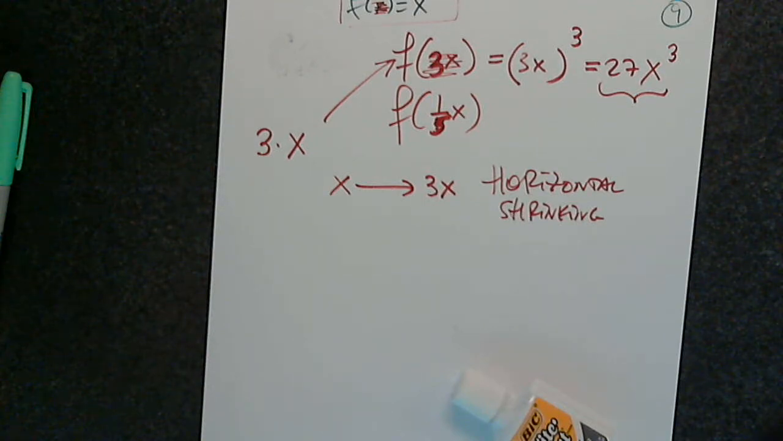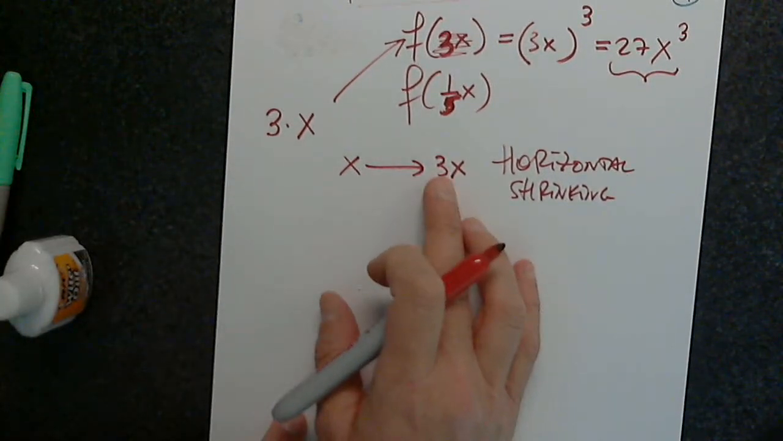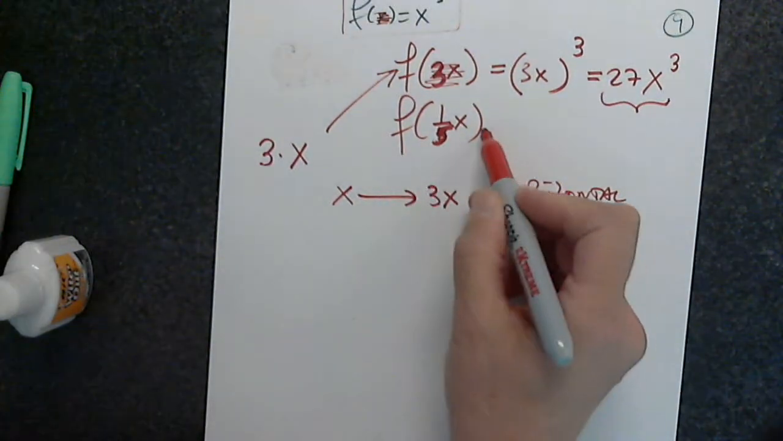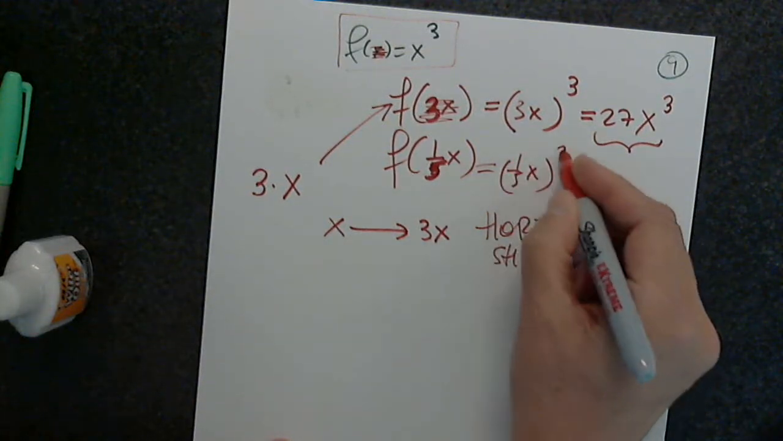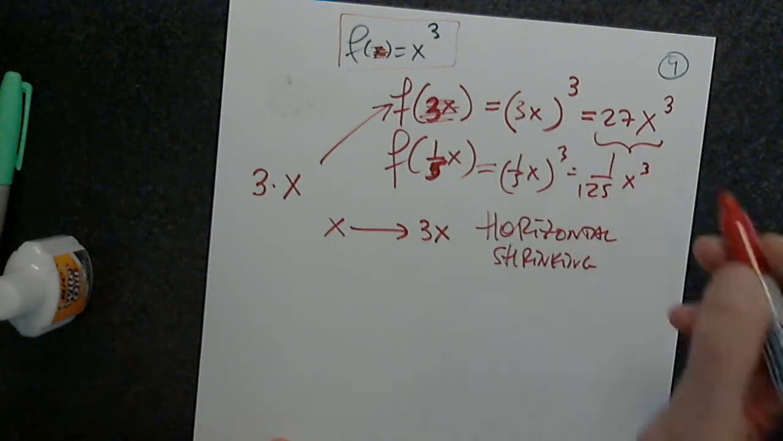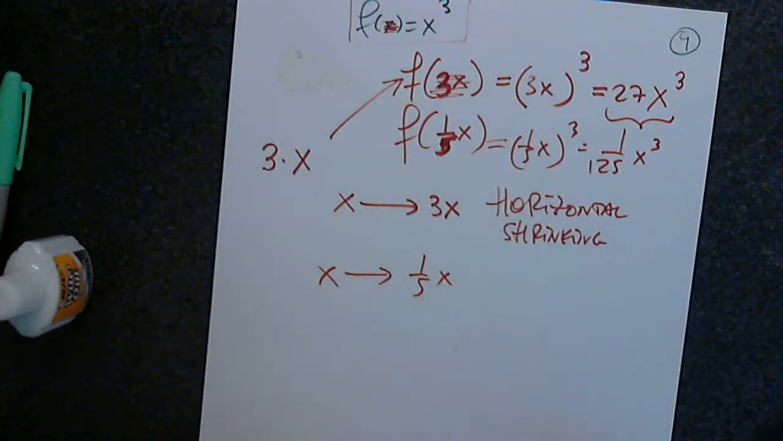And horizontally, the graph doesn't do this, it does this. So horizontally, it shrinks. It's the exact opposite, correct. So when we change x into 3 times x, this is a horizontal shrinking of the graph. So what do you think will happen here? So here we have 1/5 x to the 3rd power, which is 1 over 125 x cubed. So when we change x into 1/5 x, what do you think will happen?